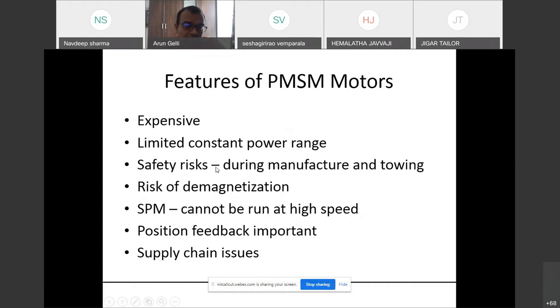You can't go beyond a certain level of power, and because the rotor magnetic field is always present once it is installed, any movement of the rotor will create an electric voltage on the stator winding. So for towing, we need to be very careful. How do we plan for towing in such a case? We have to plan, and there is also the risk of demagnetization. When the permanent magnet is worn out, the entire machine has to be removed and replaced. So that's the risk of demagnetization.